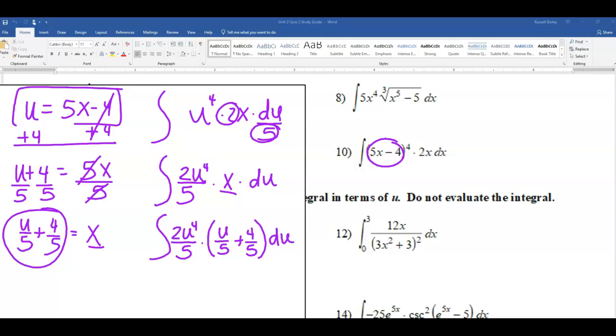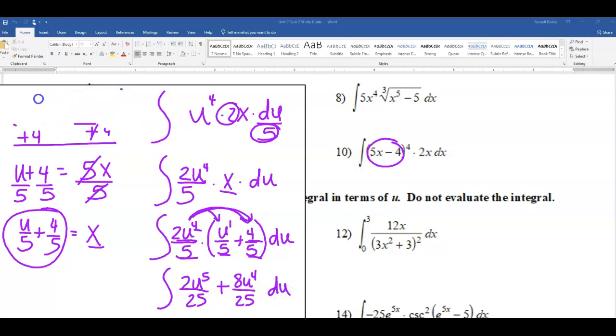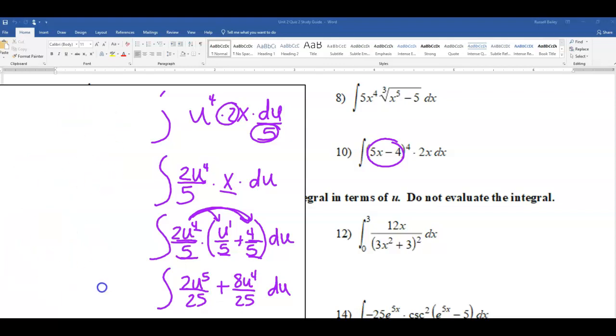One more thing before we can actually integrate is we need to distribute this now. So if I distribute that, I'm going to get 2u to the 5th because 4 plus 1 is 5. 5 times 5 is 25. Plus, if I distribute it over here to the other one, 4 times 2u to the 4th is 8u to the 4th. And 5 times 5 is 25 again. All right, so that's the nightmarish part is over with.